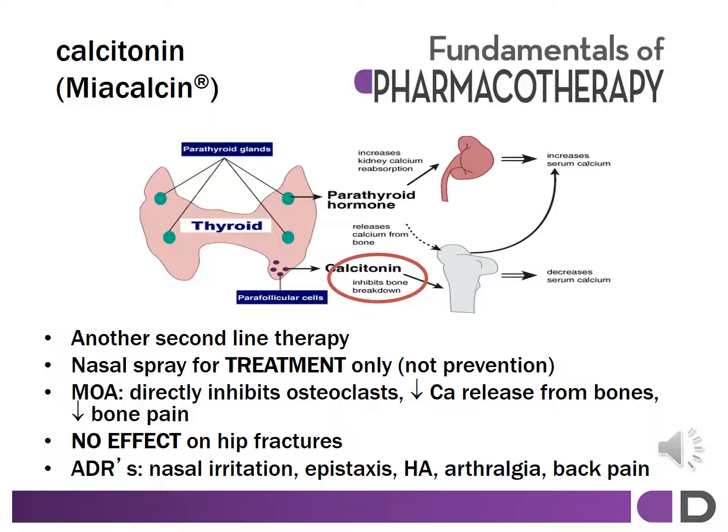The most common side effect with this medication is just the nasal irritation from the spray, and epistaxis, which means bloody nose. So just as a reminder, the bisphosphonates are used for treatment and prevention of both hip and vertebral fractures. Evista can be used for treatment and prevention, but has no effect on hip fractures. And now calcitonin is only used for treatment and has no effect on hip fractures.